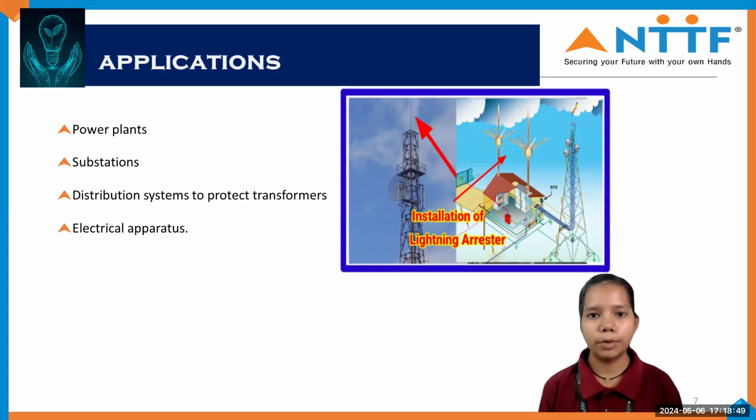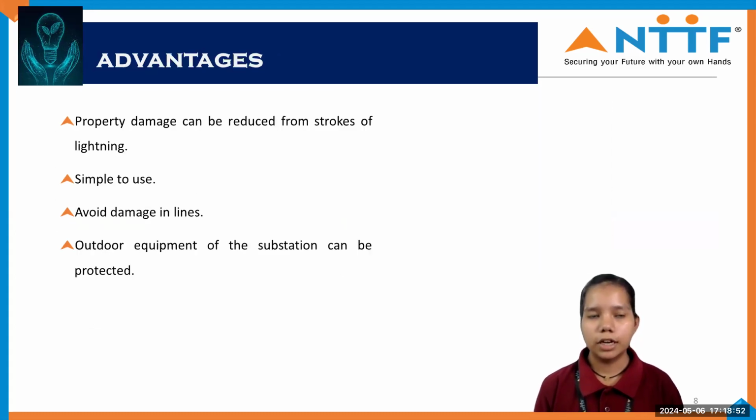the electrical apparatus. The advantages are the property damage from lightning strokes can be reduced. It is simple to use and avoids damage to the lines. Outdoor equipment of the substation can also be protected from lightning strikes.